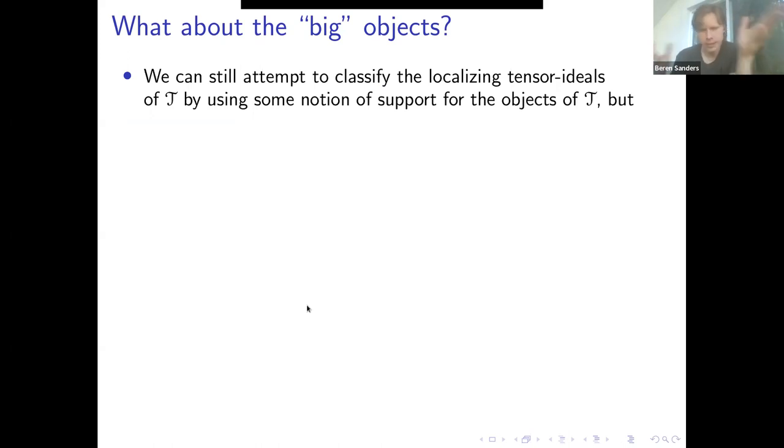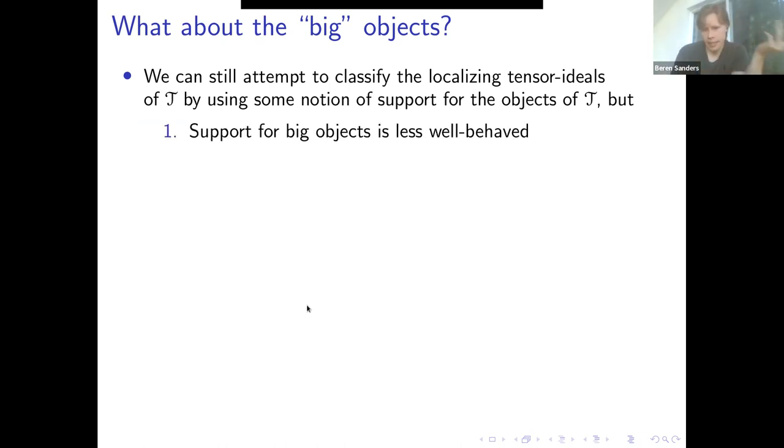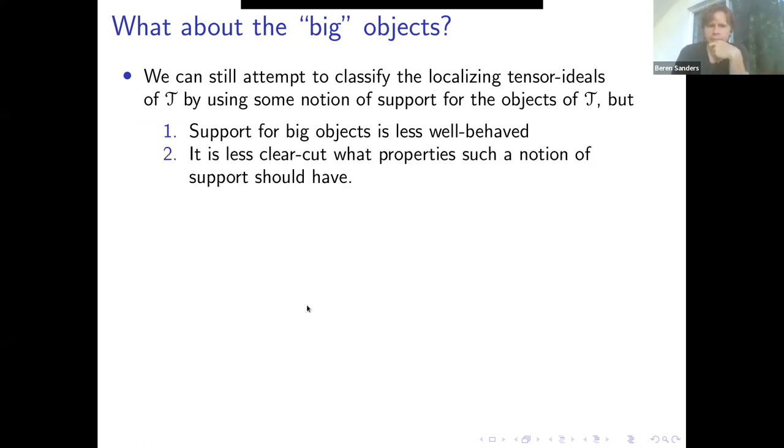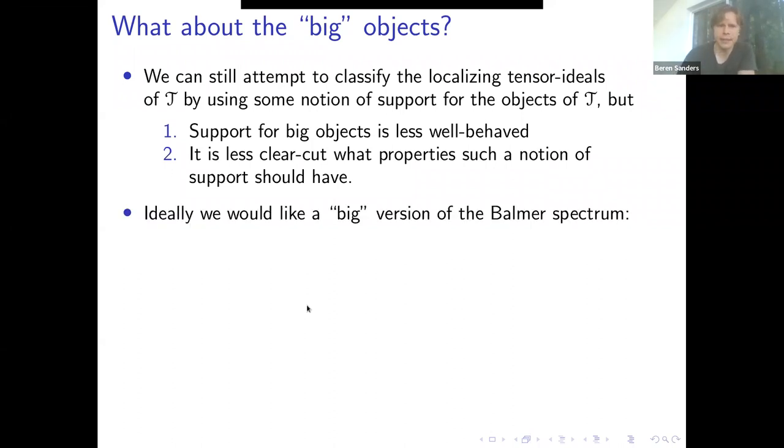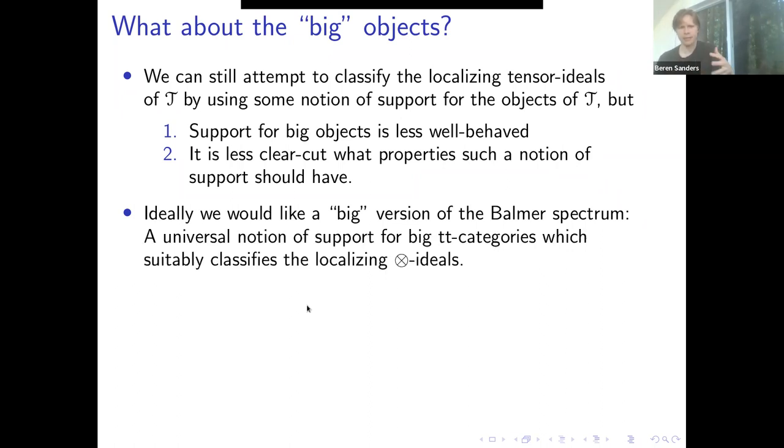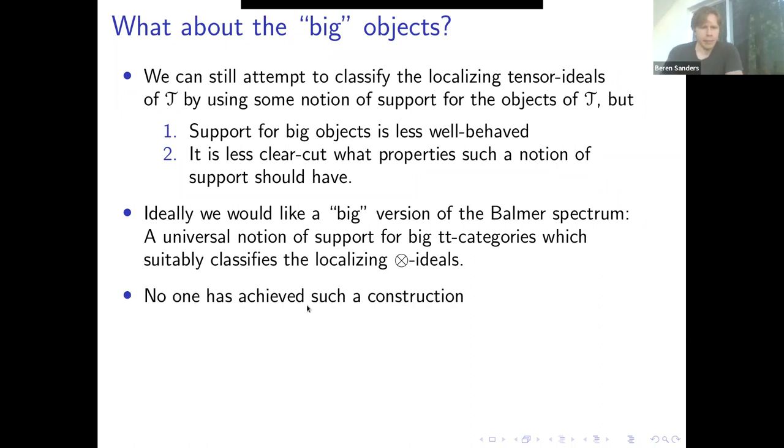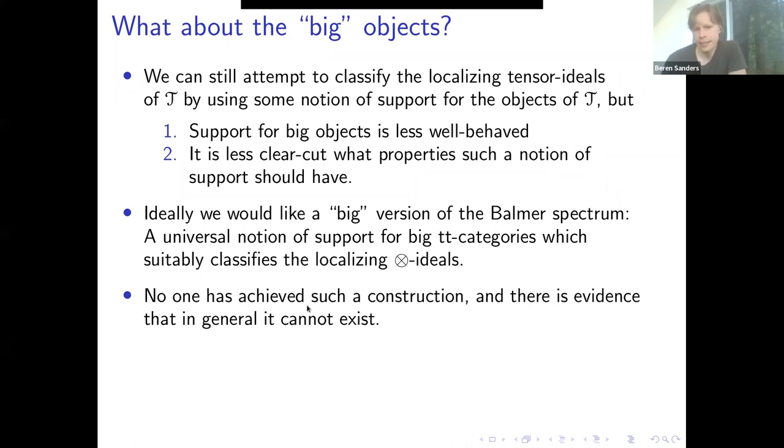So we can still attempt to classify the localizing tensor ideals of these big categories using some notion of support for the objects of these categories, but support for big objects is less well-behaved, as I've already been alluding to. And it's less clear-cut what properties such a notion of support should have. Ideally, we would like some kind of big version of the Balmer spectrum, some kind of universal notion of support for big tensor triangulated categories, which suitably classifies the localizing tensor ideals. That would be great. But to this day, no one has achieved such a construction. And there's evidence that in general, it can't exist.